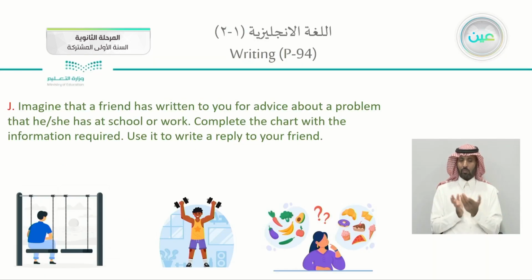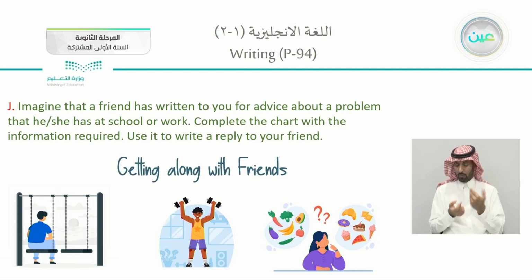Okay? Now in your books, page 94, we're having exercise J. Imagine that a friend has written to you for advice about a problem that he or she has at school or work. Complete the chart with the information required. Use it to write a reply to a friend. Let's imagine that we have a friend who is having a problem, something common that we have already discussed together, the idea of getting along with friends.